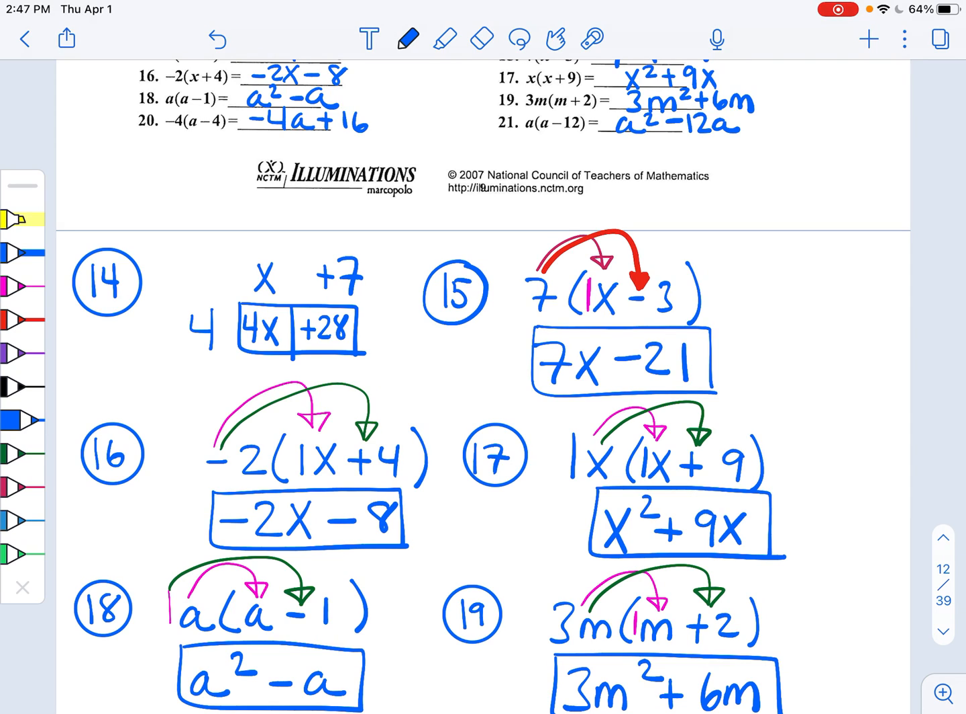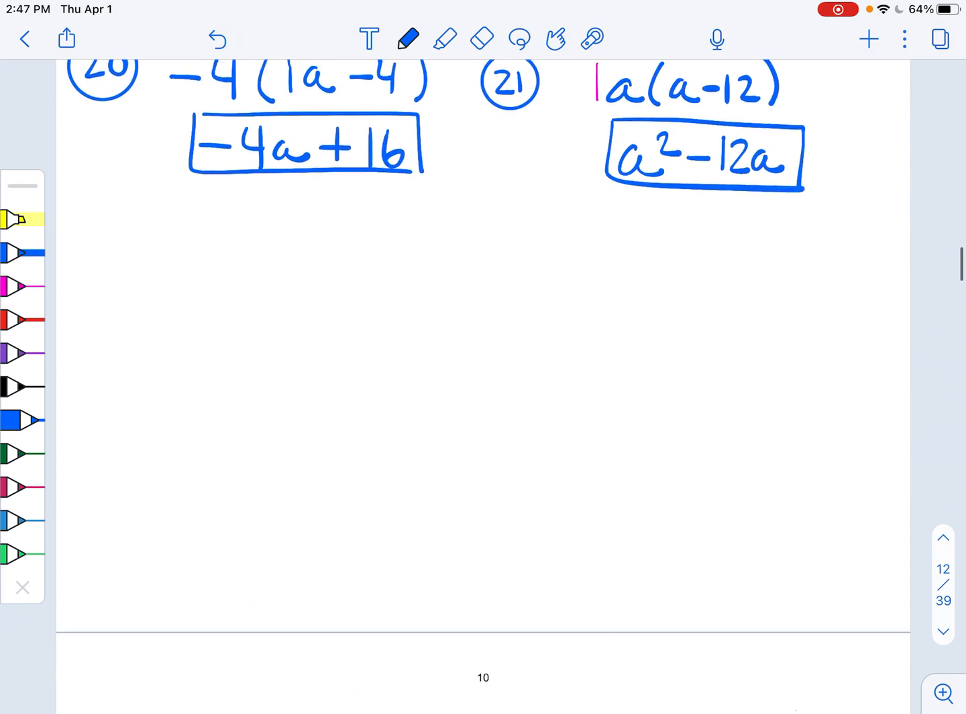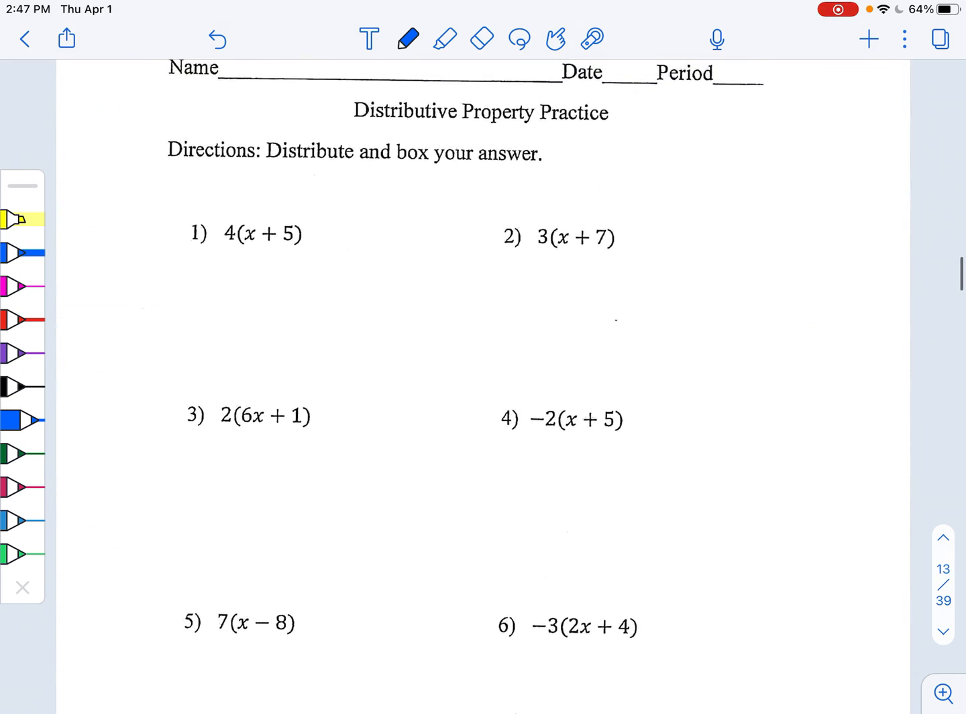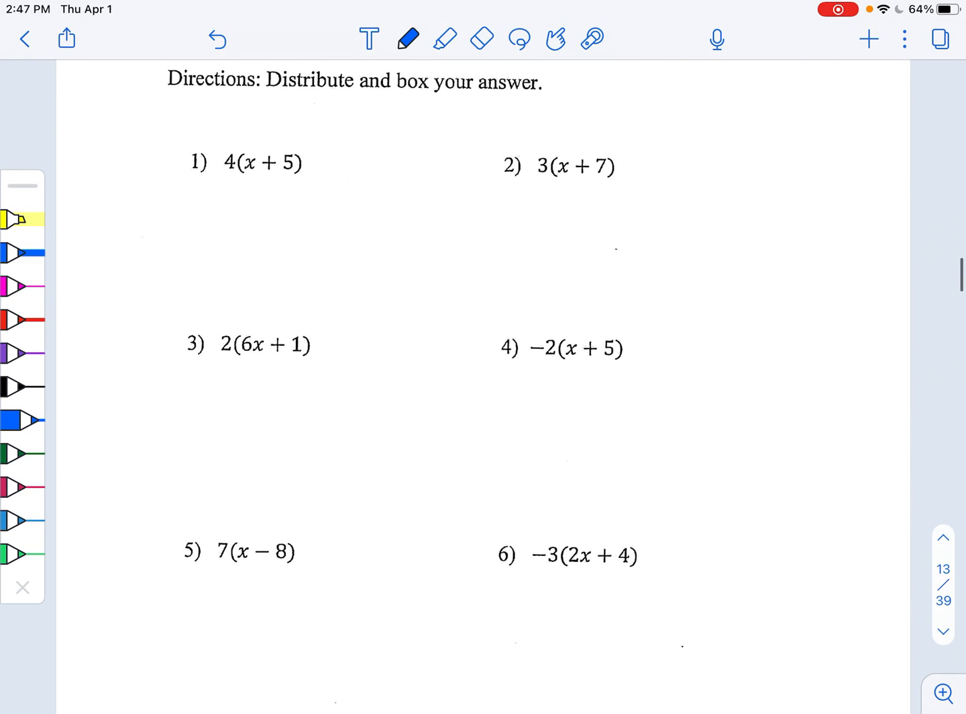All right, moving right along. So let's go to page 10. Now, I would love for you guys to do this on your own and then come back and check the video. So this would be a good stopping point.